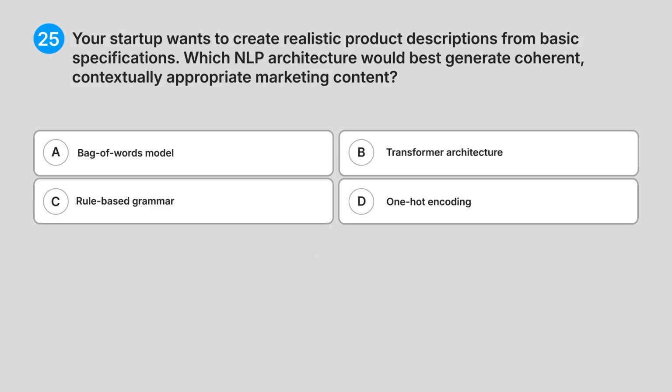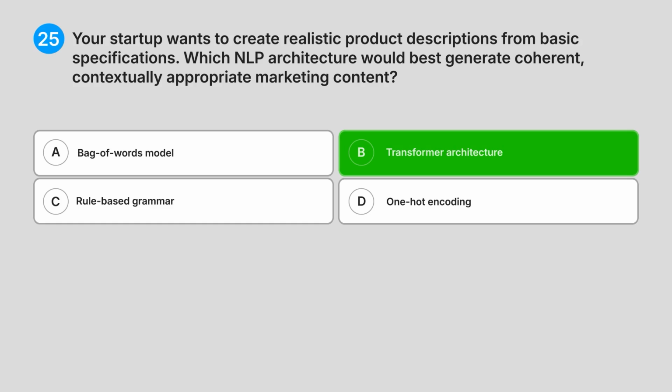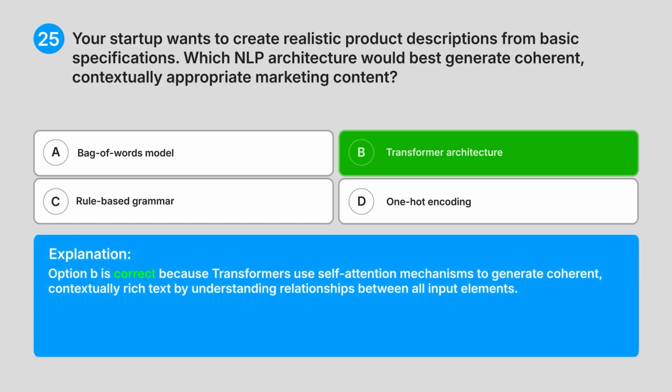Correct answer, B. Transformer architecture. Explanation: Option B is correct because transformers use self-attention mechanisms to generate coherent, contextually rich text by understanding relationships between all input elements.